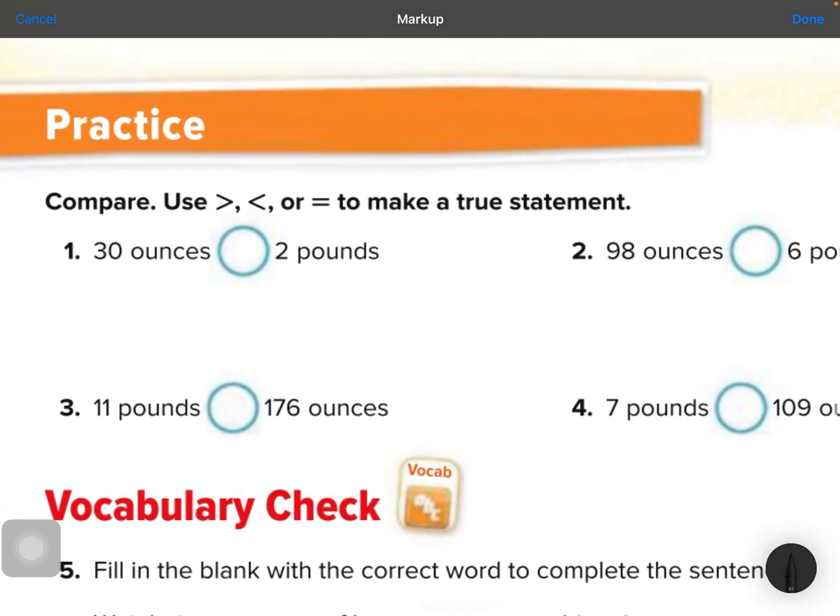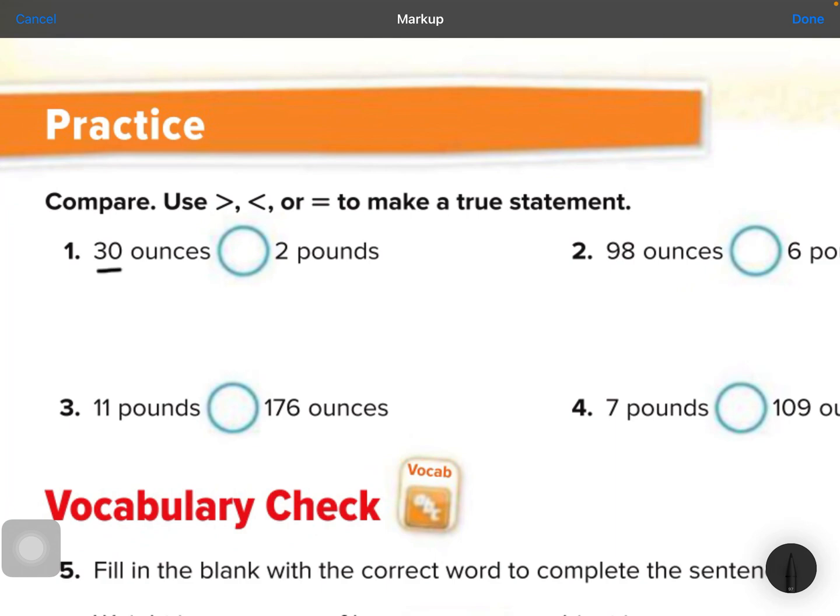Okay, let's begin. They want us to use signs, greater than, less than, or equal to make a true statement. Well, we can't really compare these because they are not the same measurement of weight. We need to convert them so they are the same. And I like to convert them to the smallest unit because it's more precise. So ounces is definitely smaller.